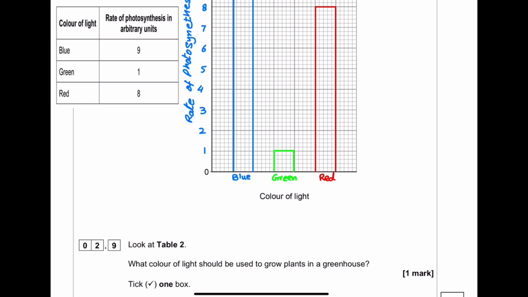2.9 is an AO2 question. Look at table number 2. Which color of light should be used to grow plants in a greenhouse? Tick one box. We can see blue, green, and red. The rate of photosynthesis is higher in blue color. So, in the greenhouse, the light which should be used is blue light.